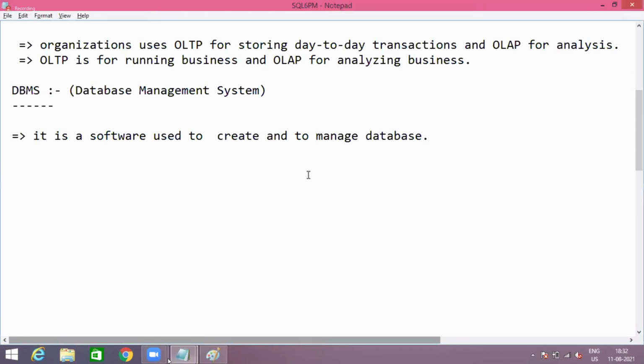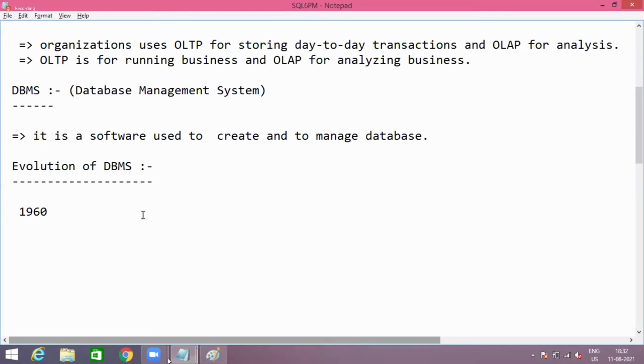And here, what is the evolution of DBMS? Evolution of DBMS. Around the 1960s. You know evolution means step by step development.